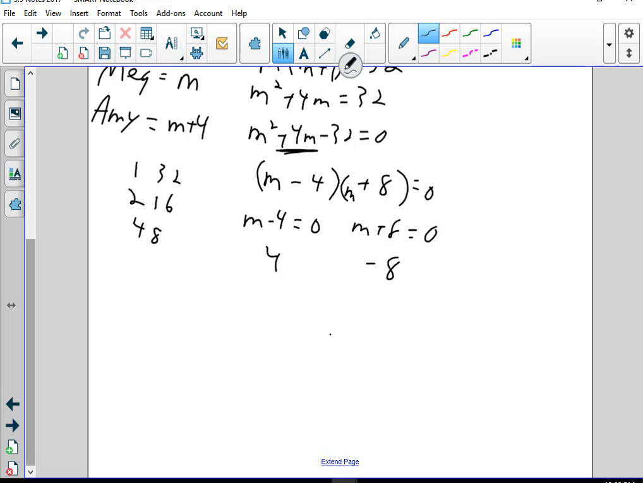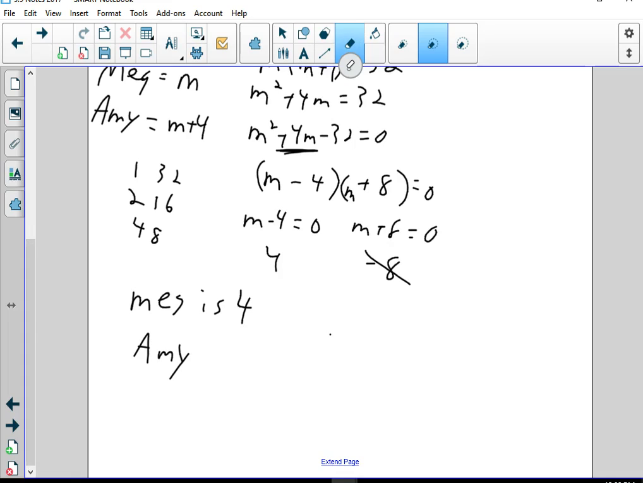Negative 8. Why do we got to throw out negative 8? You can't have a negative 8. Okay, there's no way that Meg is negative 8 years old. Okay? So, Meg is 4 years old. And Amy is what? Yep. She's 4 years older, and 8 times 4 is 32.